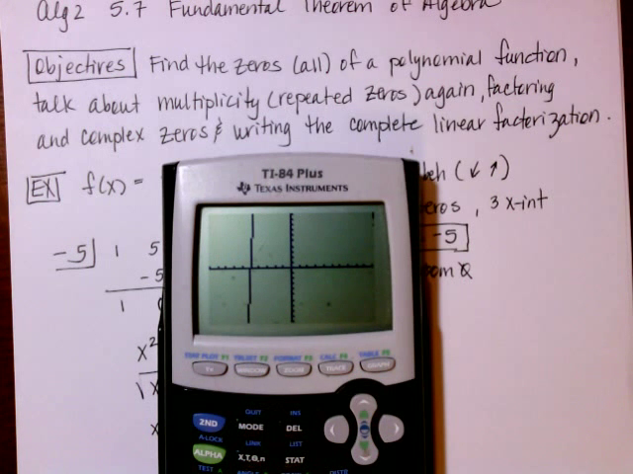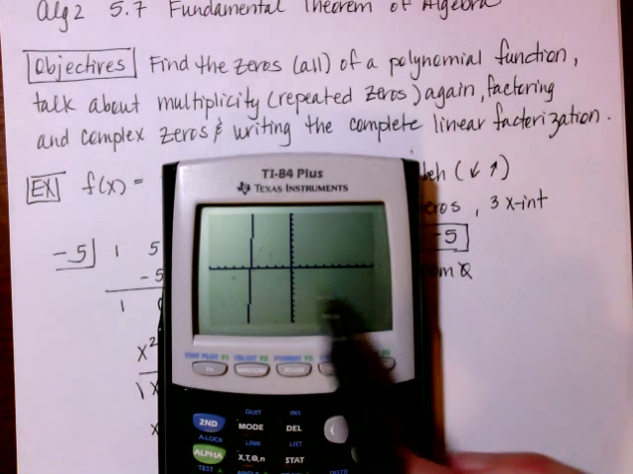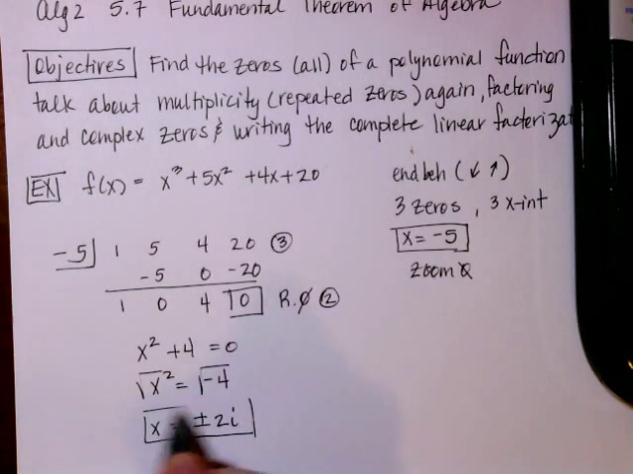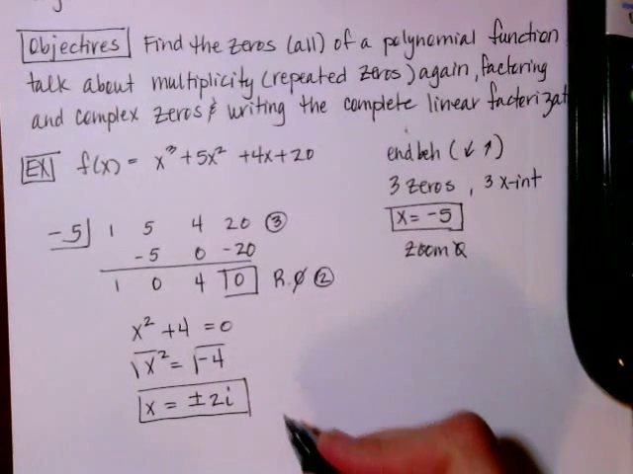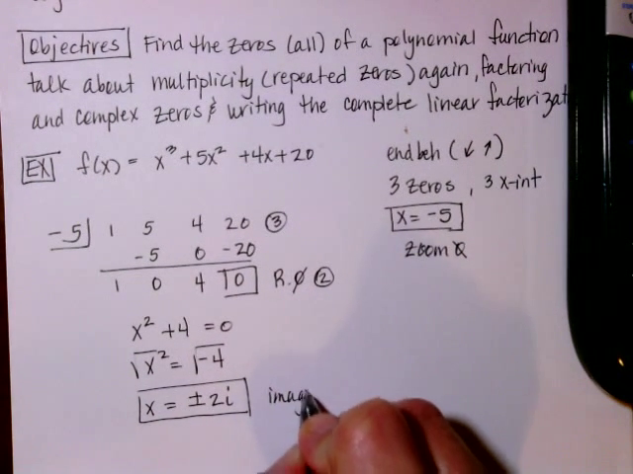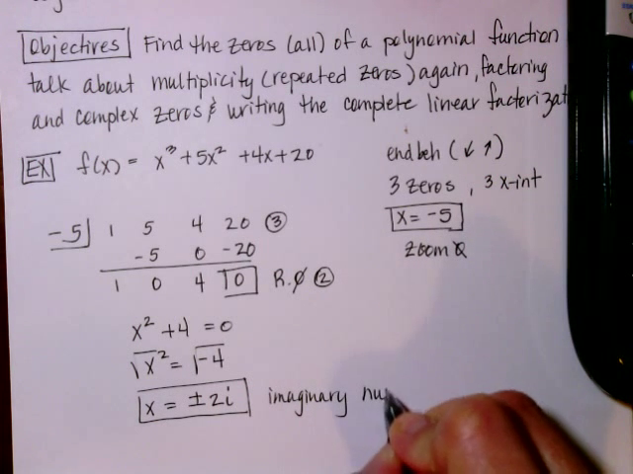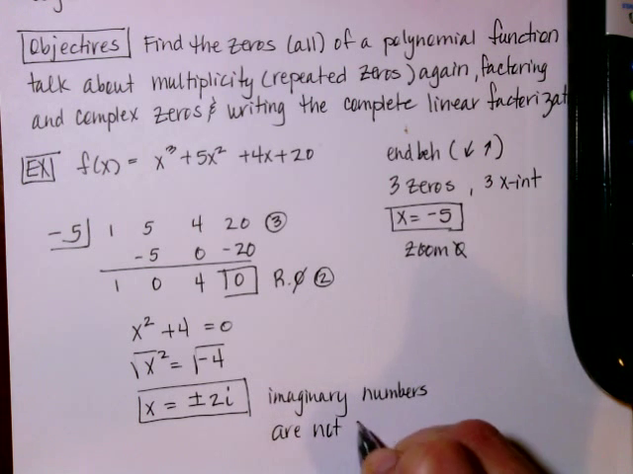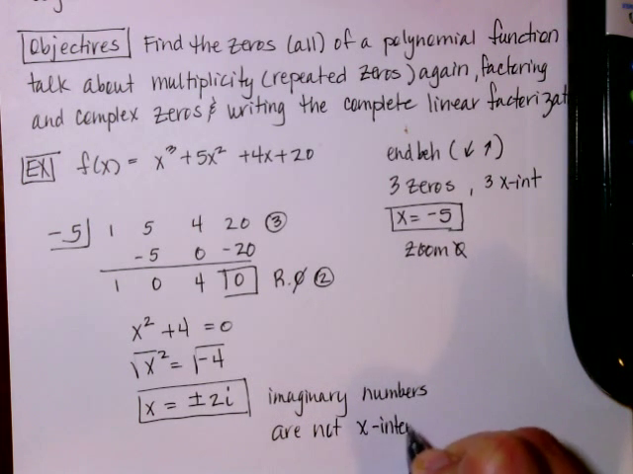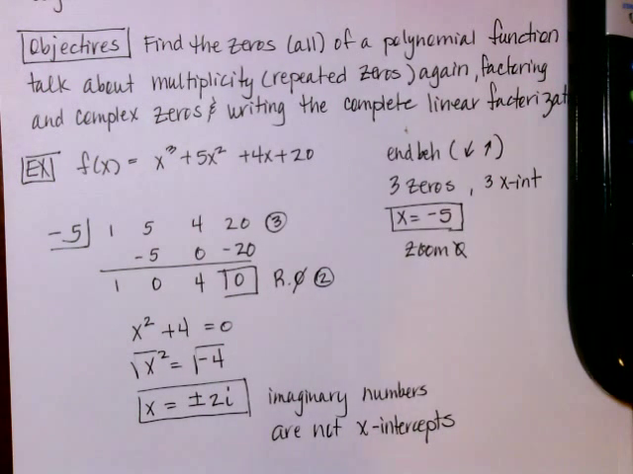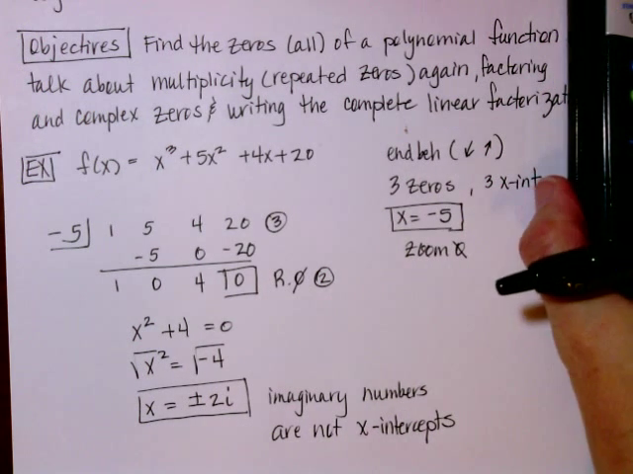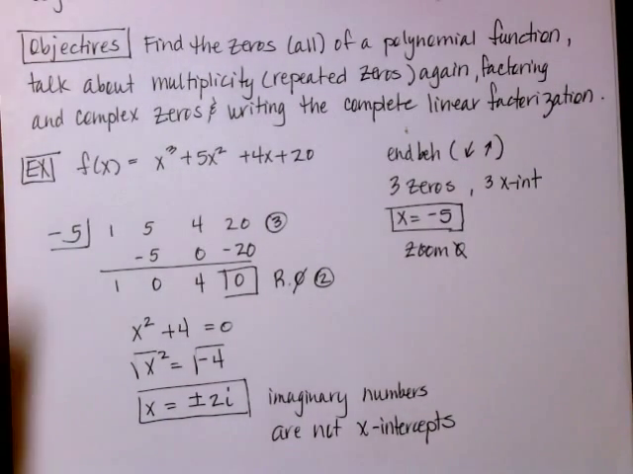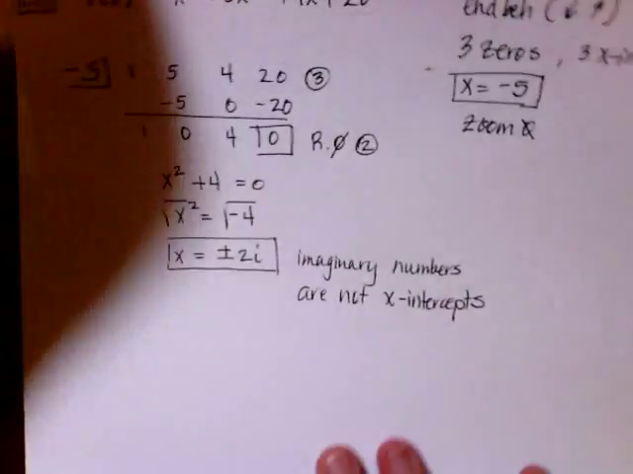So we had two zeros and it never recrossed the x-axis. Because they are imaginary, they will never cross the x-axis. So imaginary numbers are not x-intercepts. Alrighty, so that's kind of our information that we're going to have about this particular graph. So now what I want to do is talk about graphs in general.